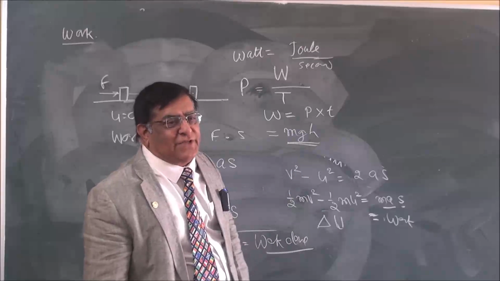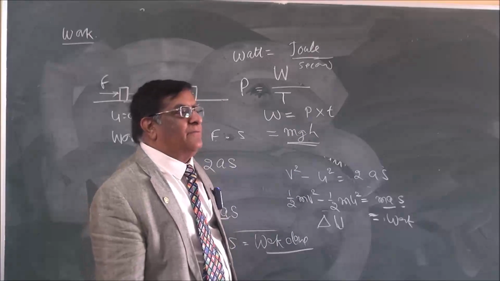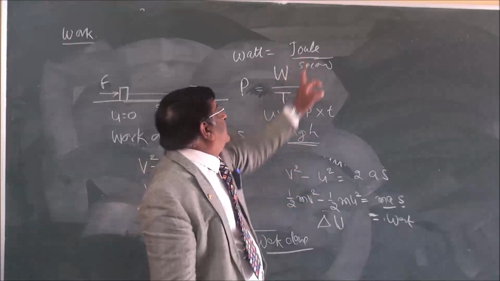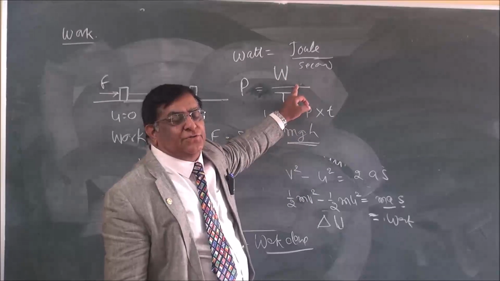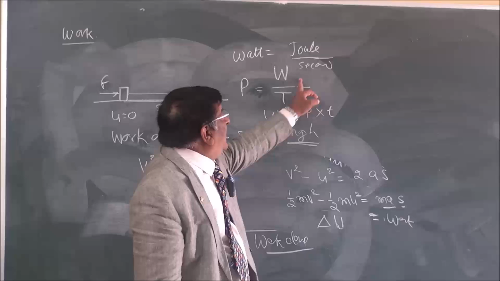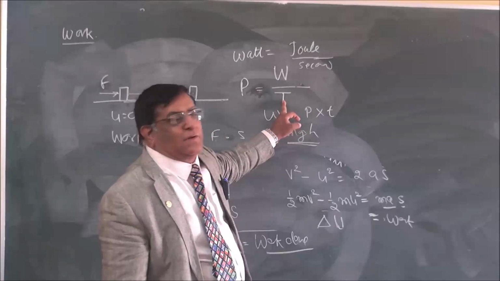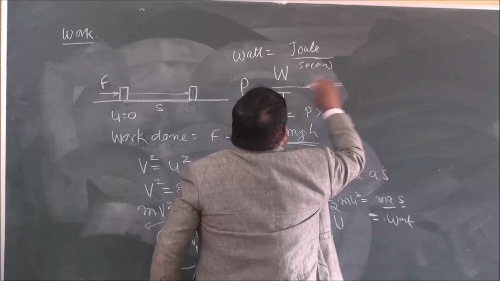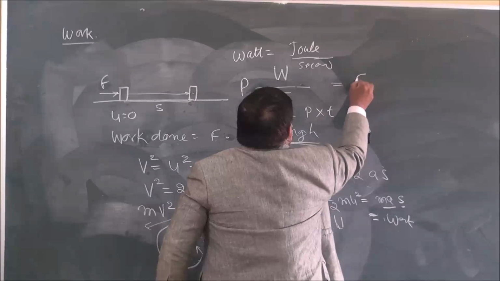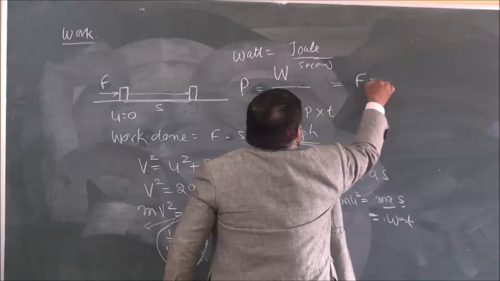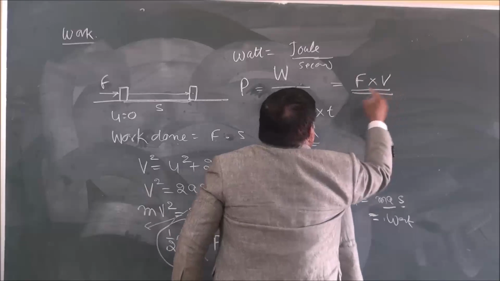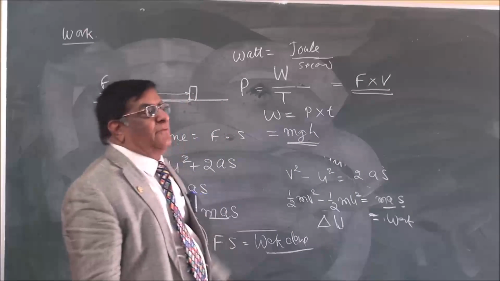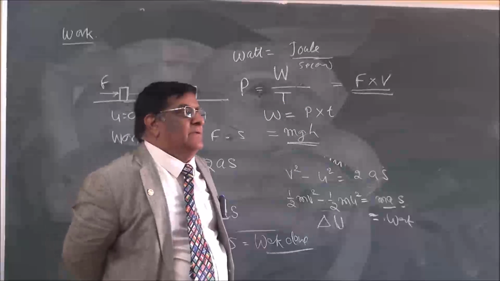Work done per second. Now for power we have another formula. This is work. Work is equal to force into displacement. Displacement upon time is velocity. So we have another formula, that is force into velocity. So this is a very important formula where work and time are not given.